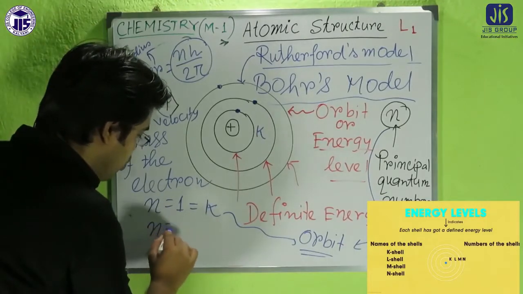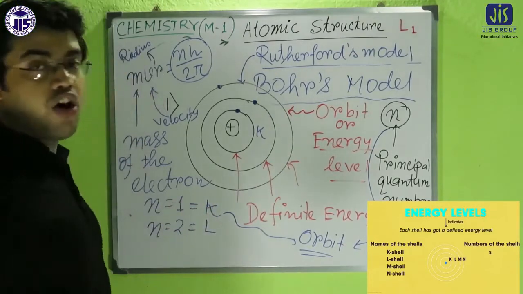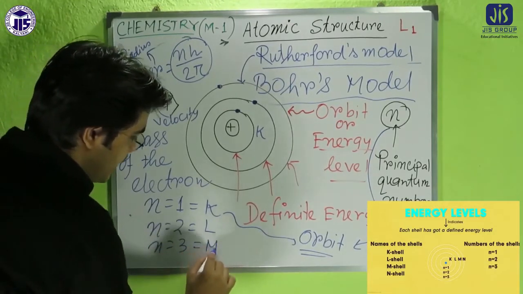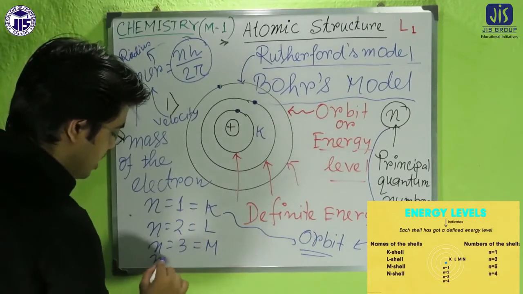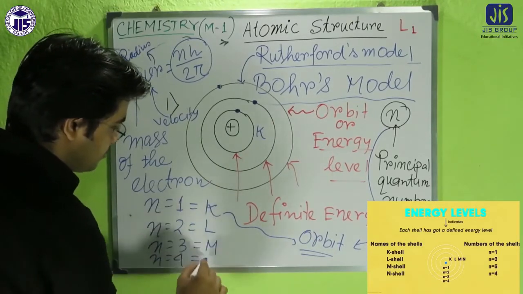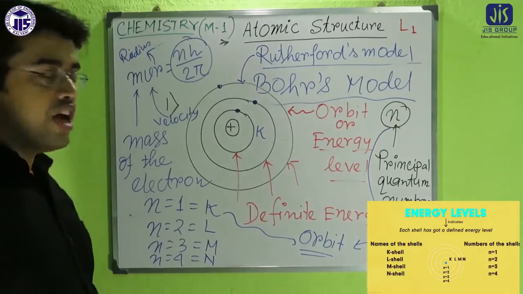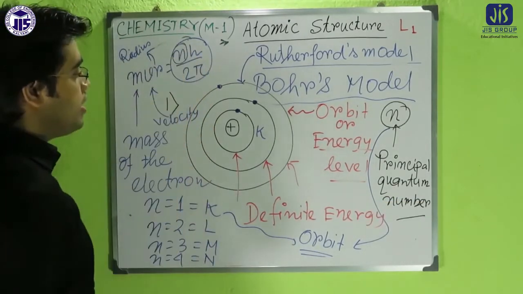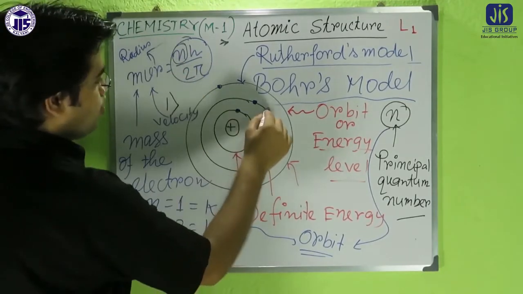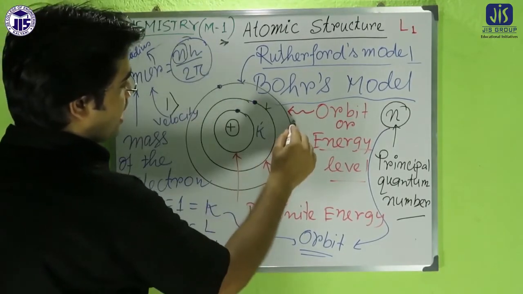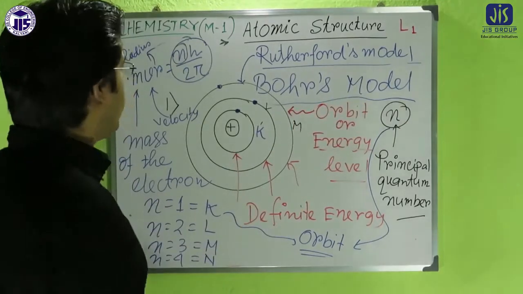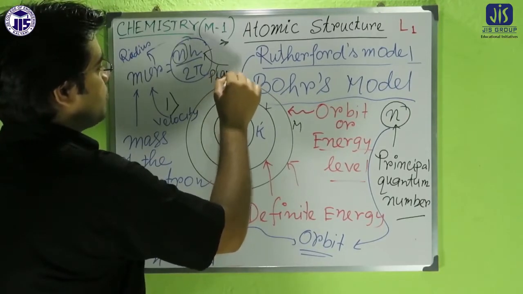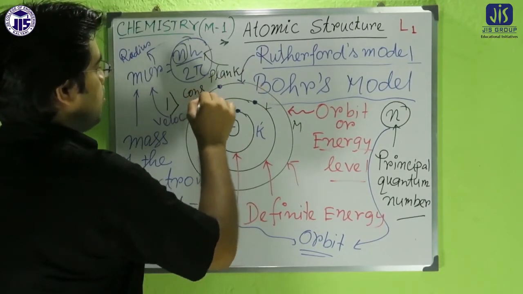If n is equal to 2, it will be the L orbit. If n is equal to 3, it will be the M orbit. And if n is equal to 4, it will be the N orbit. So from that equation, if n equals 1, then it will be K; if n equals 2, then L, then 3, then M, and so on. And all of you know very well what h is. h is the Planck constant.